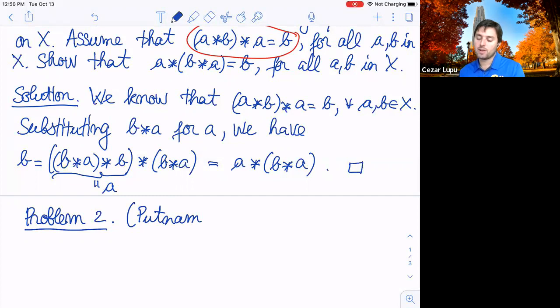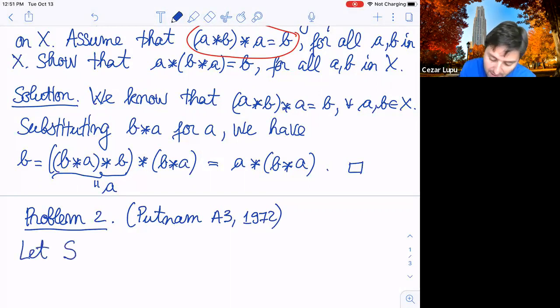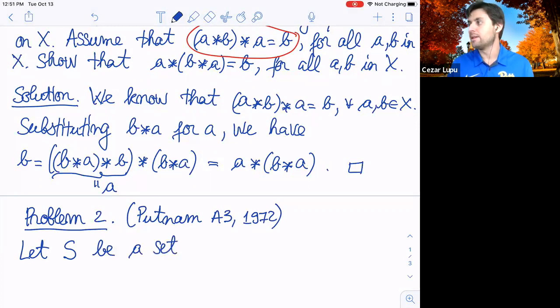Anyway, so now let's see. This was a Putnam, God knows, I think it was Putnam A3 1972, but I might be wrong, but I'm sure this is for 72. It says the following. Let S, so again, we'll consider a set S, and star will denote, again, a binary operation.